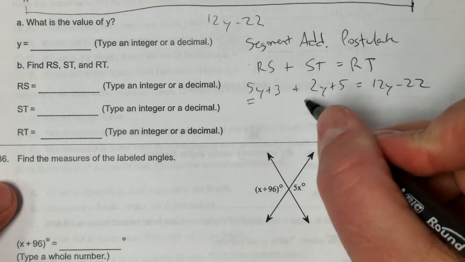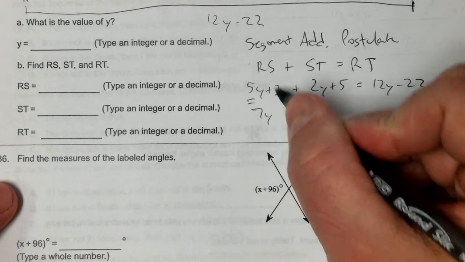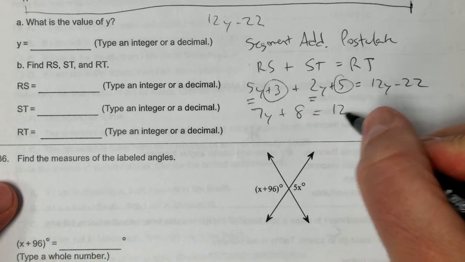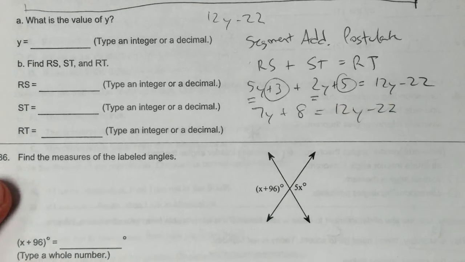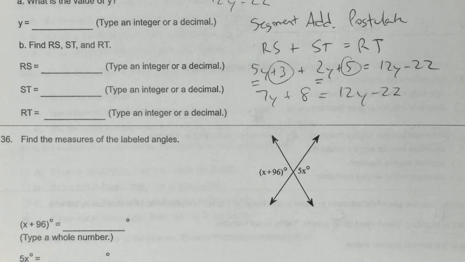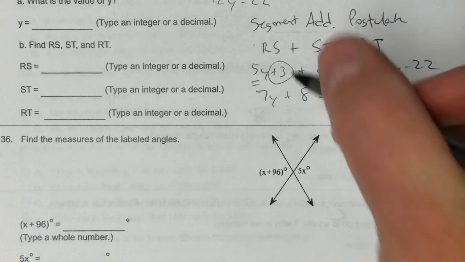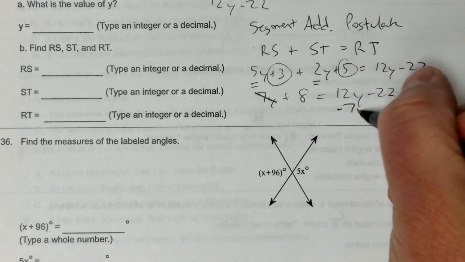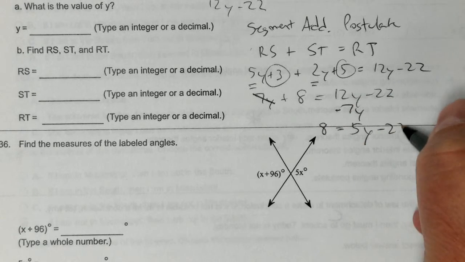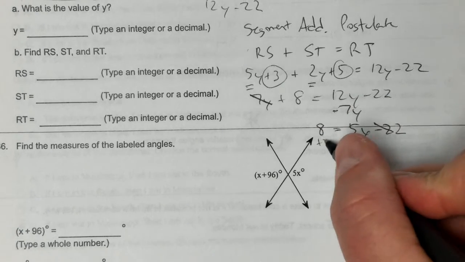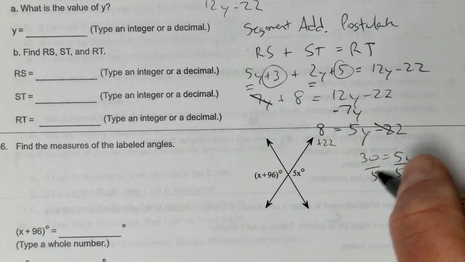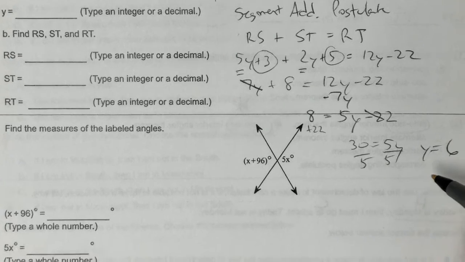From there, we want to combine our like terms that are on the left. So you get 7y plus 8 equal 12y minus 22. Then subtract 7y. So you get 5y. And add 22. So you get 30 equal 5y. So y equals 6.